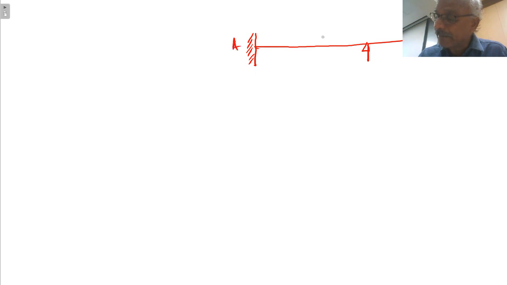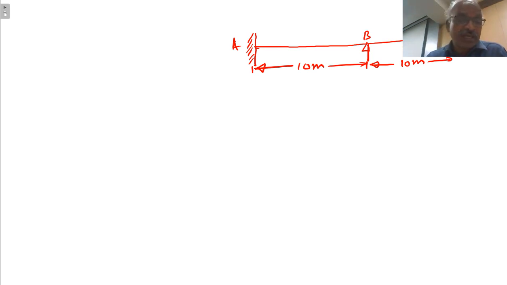This is A. Because it is not proportionate, no problem. This is 10 meters. You assume that both are equal, that's all. This is also 10 meters. This is the beam A, B, C. It's a two-span continuous beam, 10 meters each.